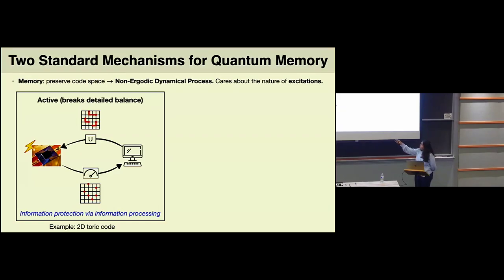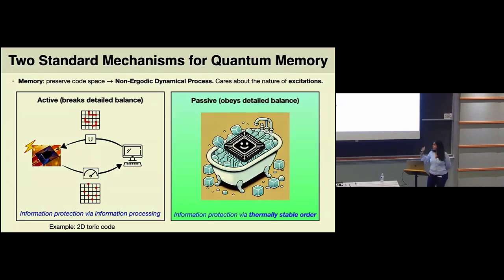This is, of course, the paradigm for how the toric code in 2 dimensions protects information. You want to take entropy away from the system. Noise is adding entropy, and the way we take that entropy away is by processing information, which is making measurements and doing corrective unitaries. For this talk, I'll be interested much more in passive memories, or systems that can preserve information while under dynamics that obey detail balance.